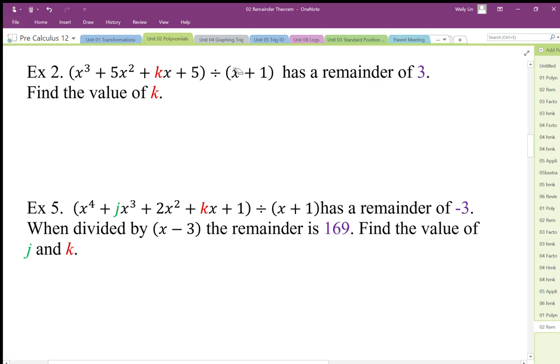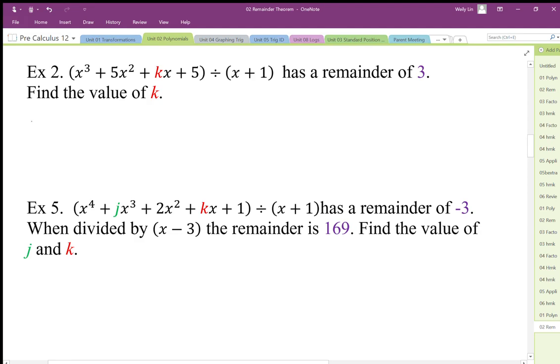When I divide by x plus 1, I get a remainder of 3. Okay, so it says find the value of k. Well, if I want to do that, then what I can say is, if I plug in x equals -1 into this expression, I get a remainder equal to 3. That gives me an equation with only one variable.